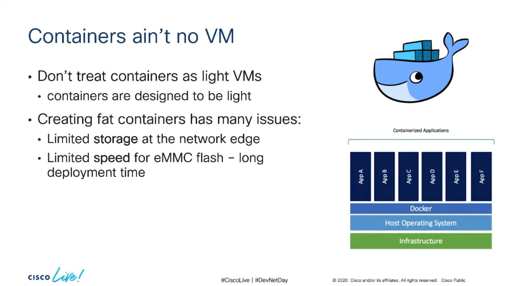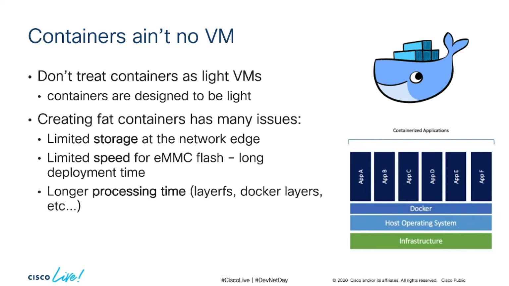Then the speed. Some of those platforms use eMMC flash, which is not super fast. It's made to load Cisco IOS images and is made to be used primarily as read-only. So a big image might take time to deploy. Processing time: we don't have a lot of CPU resources, and storage might be slow if you run on the eMMC. So big images take time to deploy and take time to process. So keep them small.